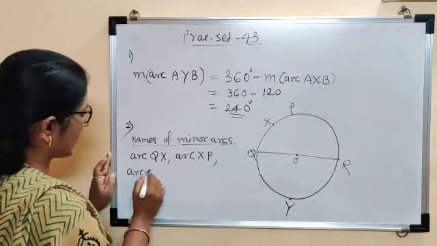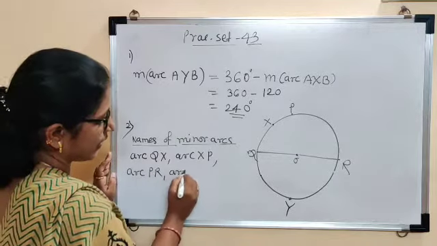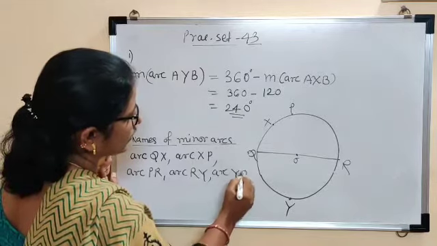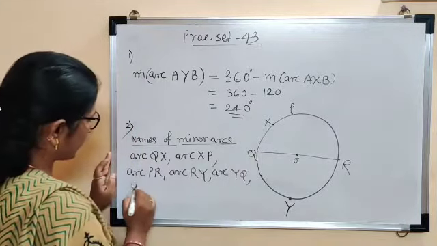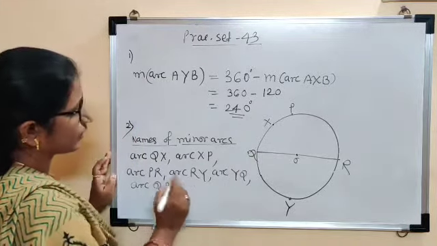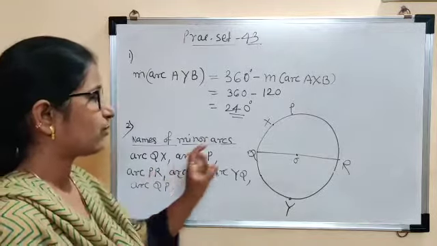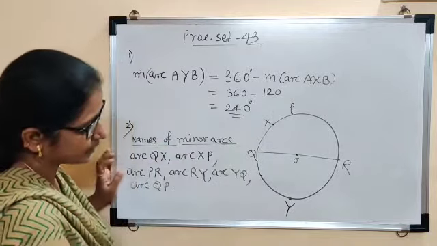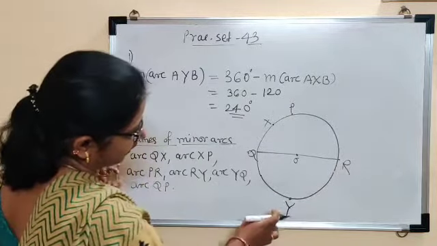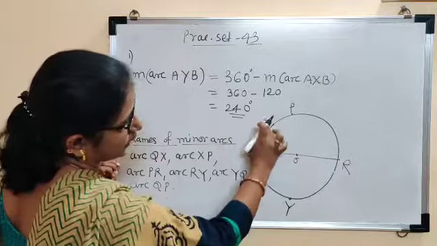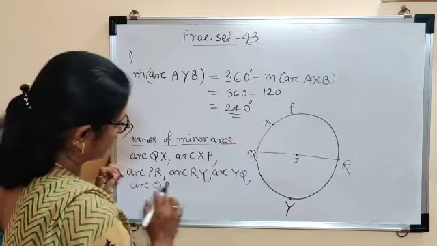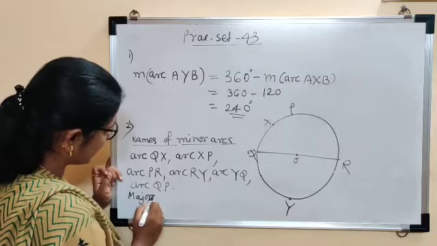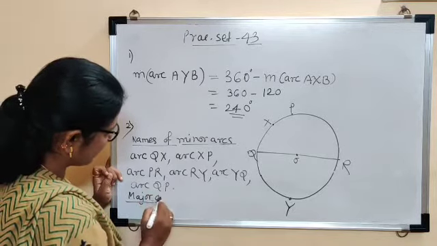Here I will write arc PR, then arc RY, arc YQ, and one more, arc QP. These are the names of minor arcs. Minor means smaller arc. You can consider RPX also. It's okay. This many is enough. Now the names of major arcs. Major means bigger.